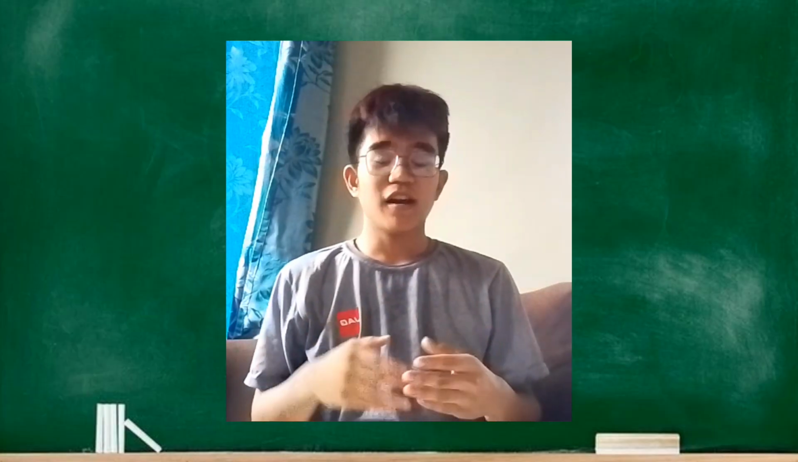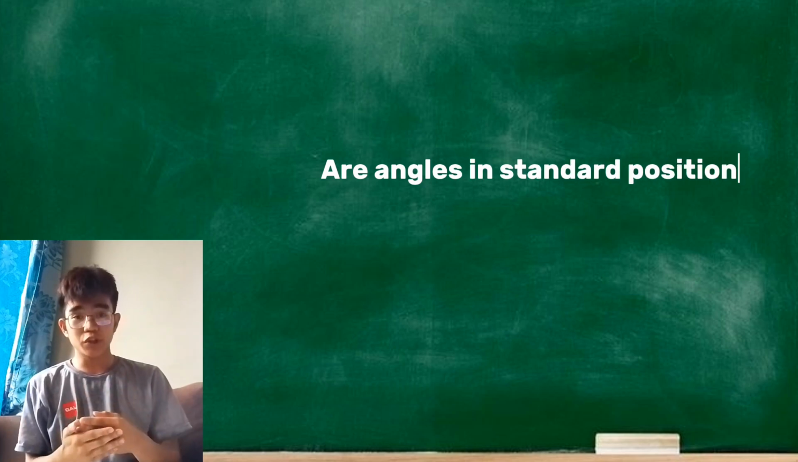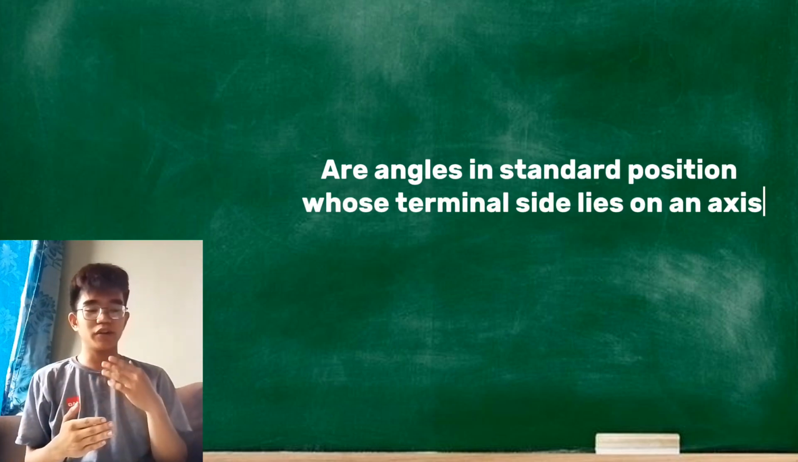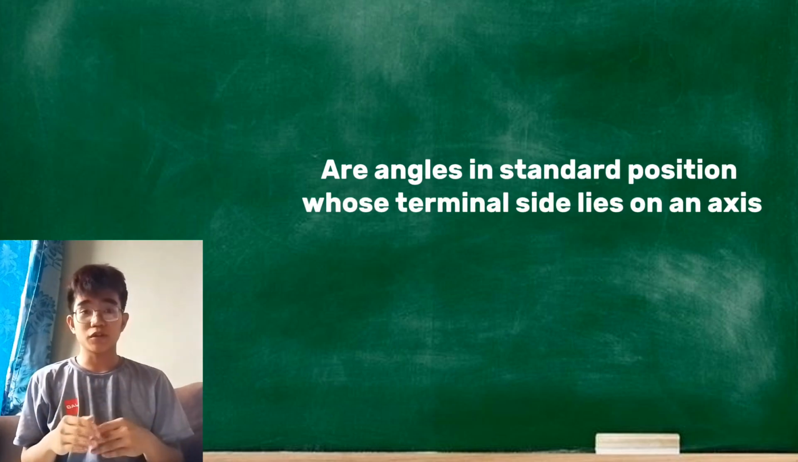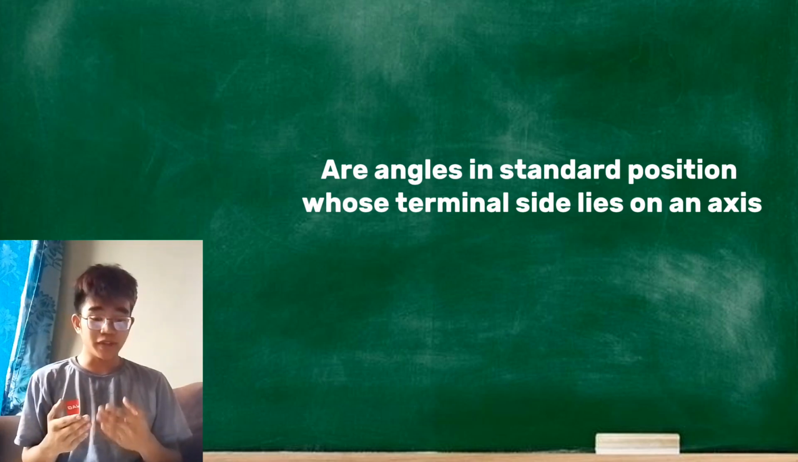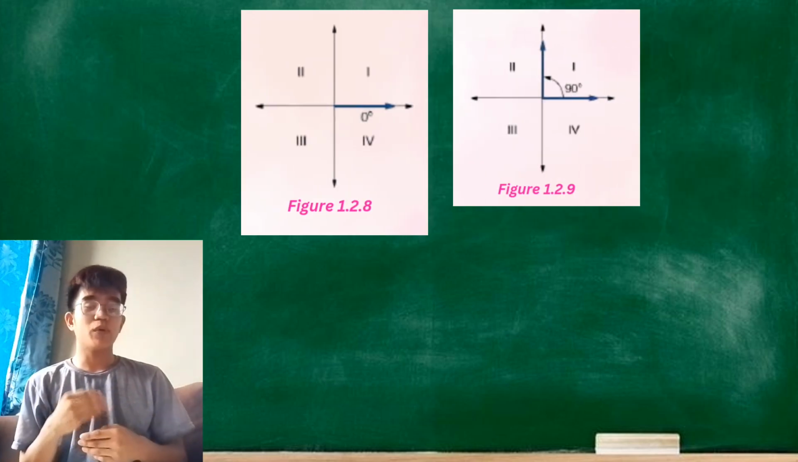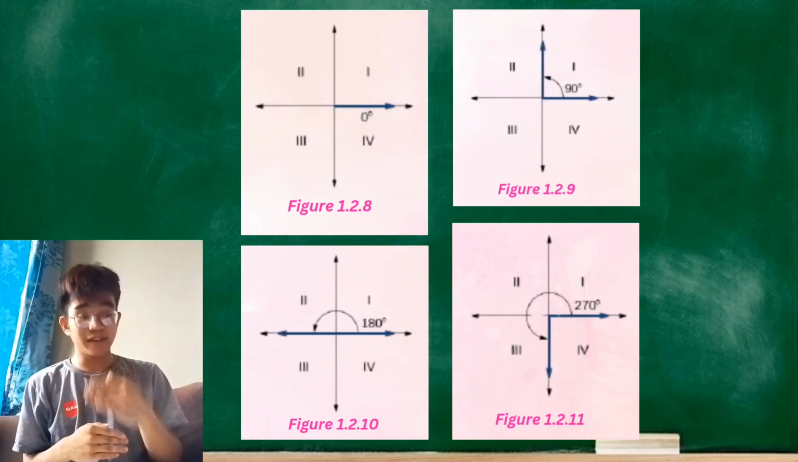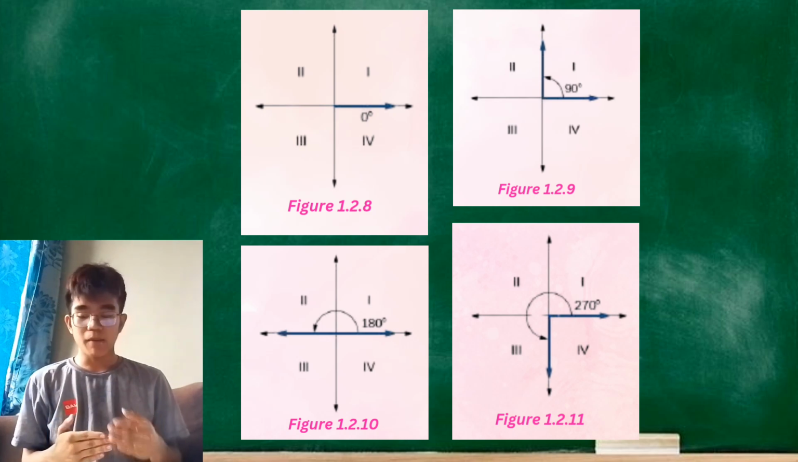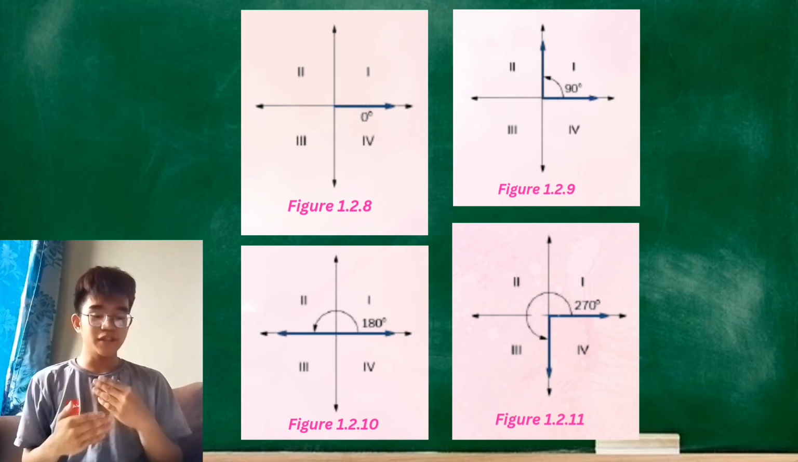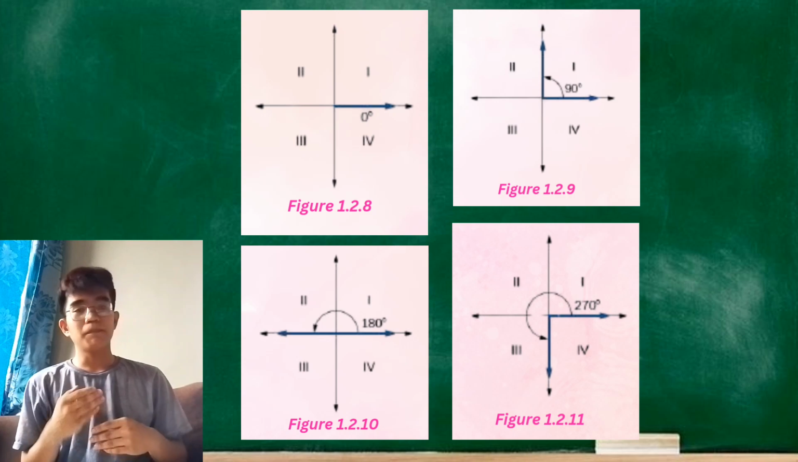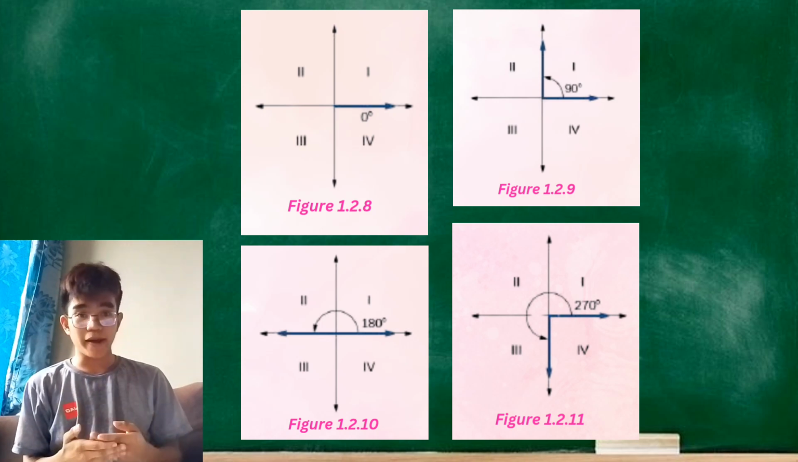Quadrantal angles are angles in standard position whose terminal side lies on an axis. Examples of quadrantal angles include 0 degrees, 90 degrees, 180 degrees, 270 degrees, or 360 degrees. But in radians, we have 0, pi over 2, pi, 3 pi over 2, and 2 pi.